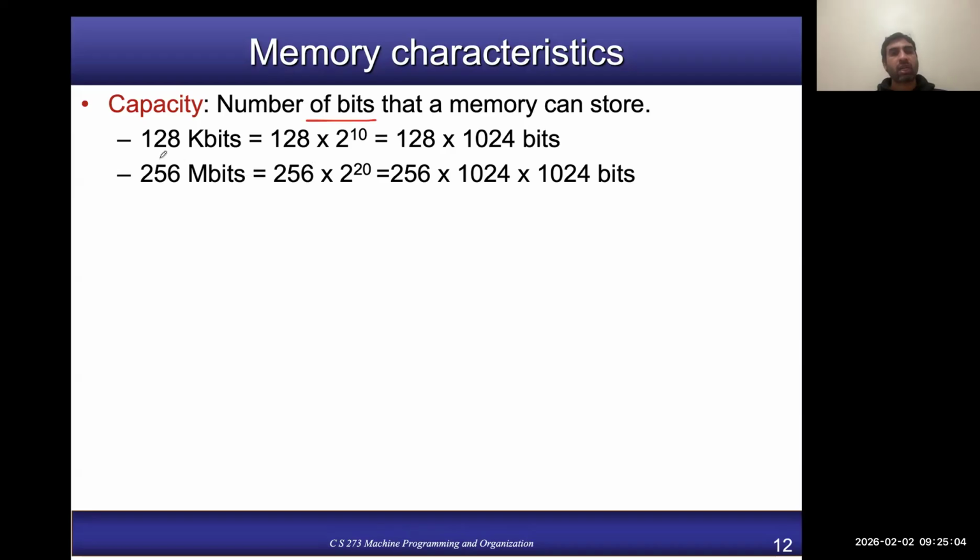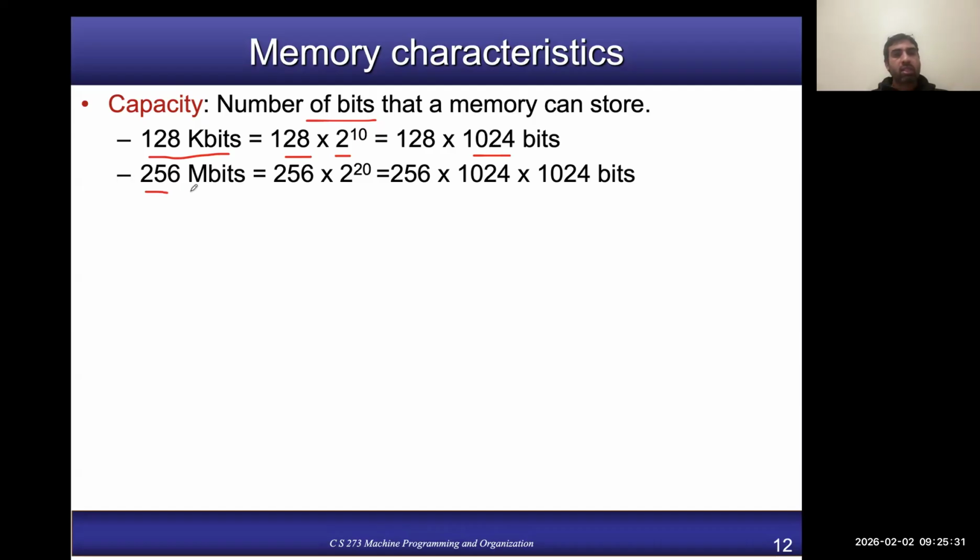For example, if I say that I have a memory chip with a capacity of 128 kilobits, it basically means that the chip can store 128 times 2 raised to power 10 bits, and 2 raised to power 10 is 1024. You can do the math. Whatever result comes, that is the number of bits the chip can hold. And each bit can have only a value of 0 or 1.